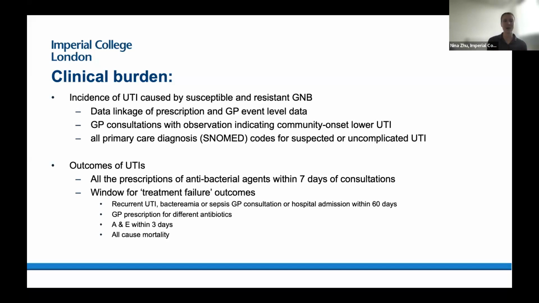Then we're looking at our outcomes. Unfortunately, it's not necessarily linked in terms of a prescription, so we have to use a leeway from the consultation: 2 days before and 7 days after, and that prescription will be considered linked to the primary event. Then we've got the windows for treatment failures. We've got recurrent UTIs, bacteremia or sepsis GP consultation or hospital admission within 60 days, a prescription of a different antibiotic, A&E within 3 days, and all-cause mortality.